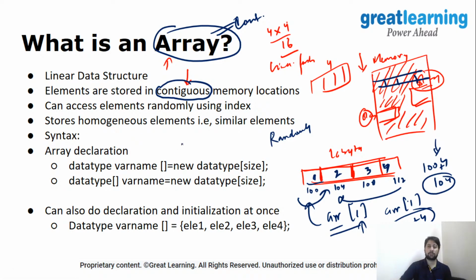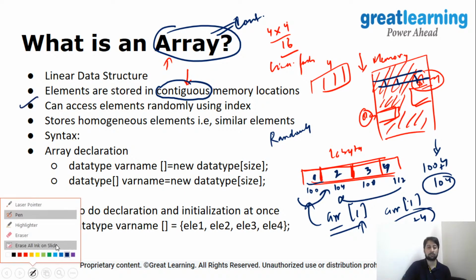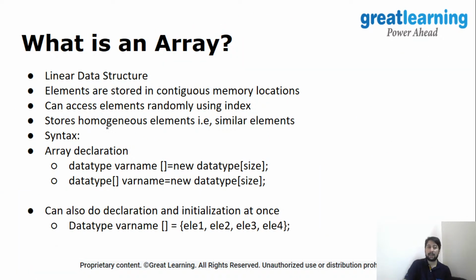So this is what you can say, that elements are stored in a contiguous memory allocation, and with the help of that you can directly or randomly access elements. Now there is one more thing associated with arrays: all the elements are of the same type. If you have an integer array, you can only store integer elements. That is what you mean by homogeneous elements.